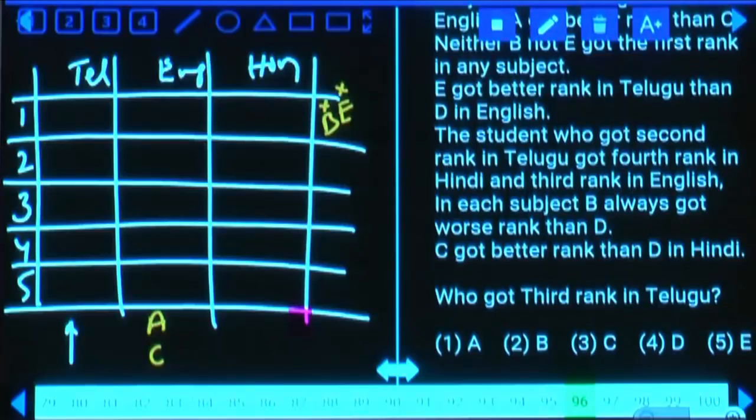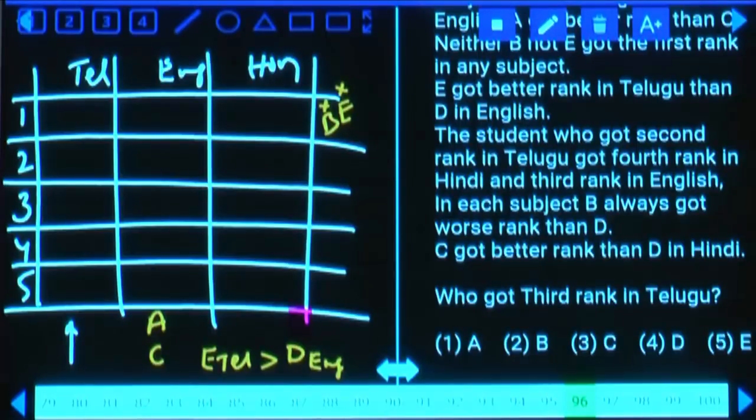And next one, E got better rank in Telugu than D in English. Better rank means greater rank, not greater number. E's Telugu rank is better than D's rank in English. Greater means rank wise, not number wise, isn't it? That means E got a good rank in Telugu than D in English.